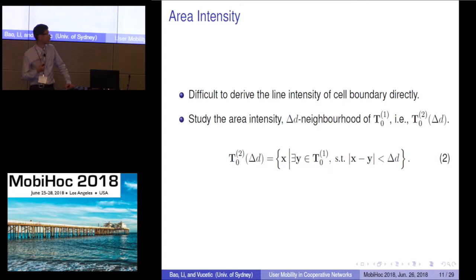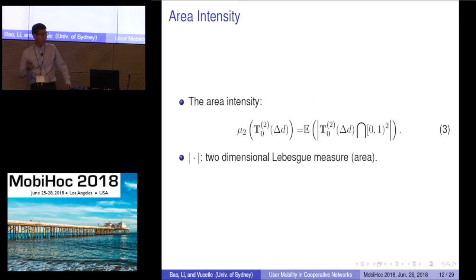However, these lines are very difficult to calculate directly. So we consider the delta T neighborhood of T01, denoted by T01 delta T. A point is in the delta T neighborhood if and only if the distance between this point and the line is smaller than delta. And then we need to characterize the average intensity of this delta T neighborhood, which is defined as the expected area of this neighborhood in the unit square. This term corresponds to the two-dimensional Hausdorff measure, the measure of area.